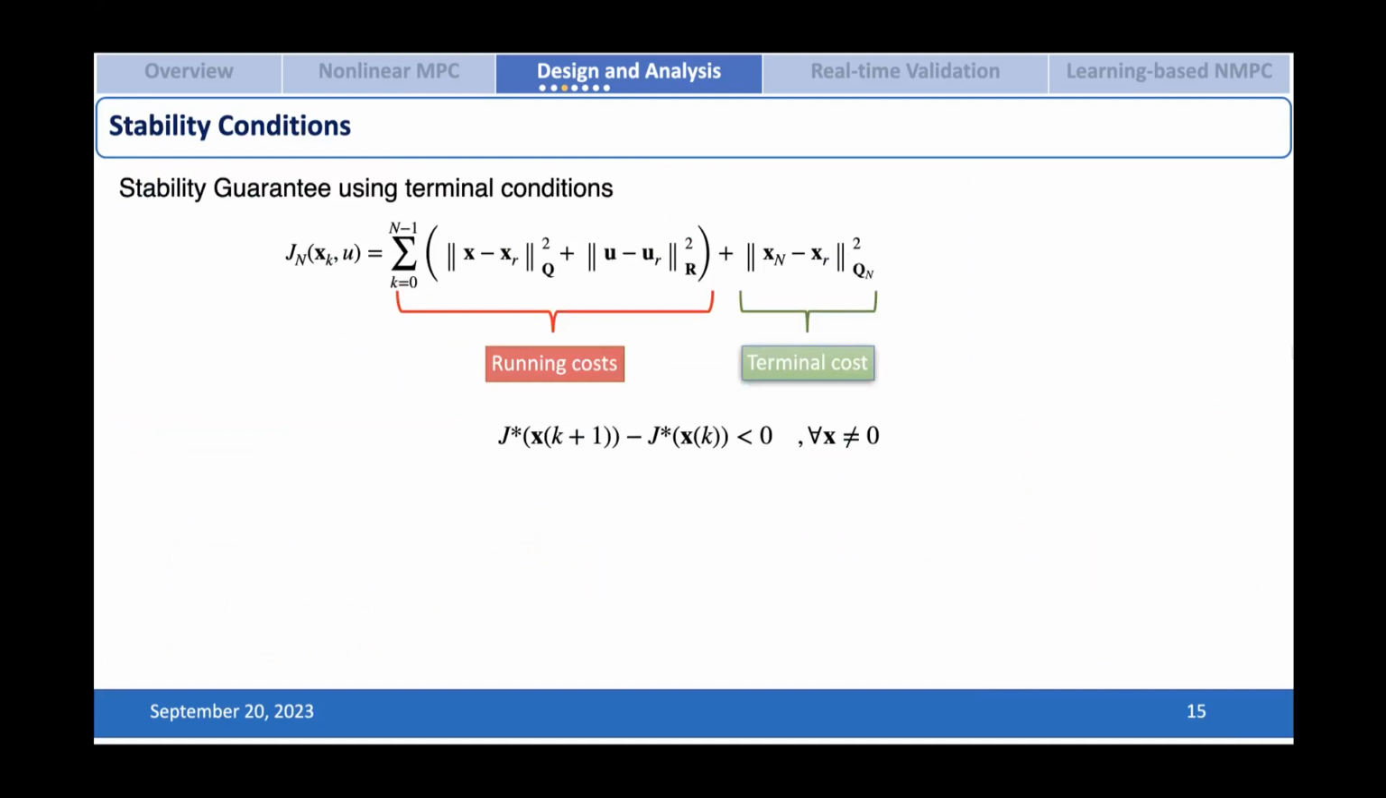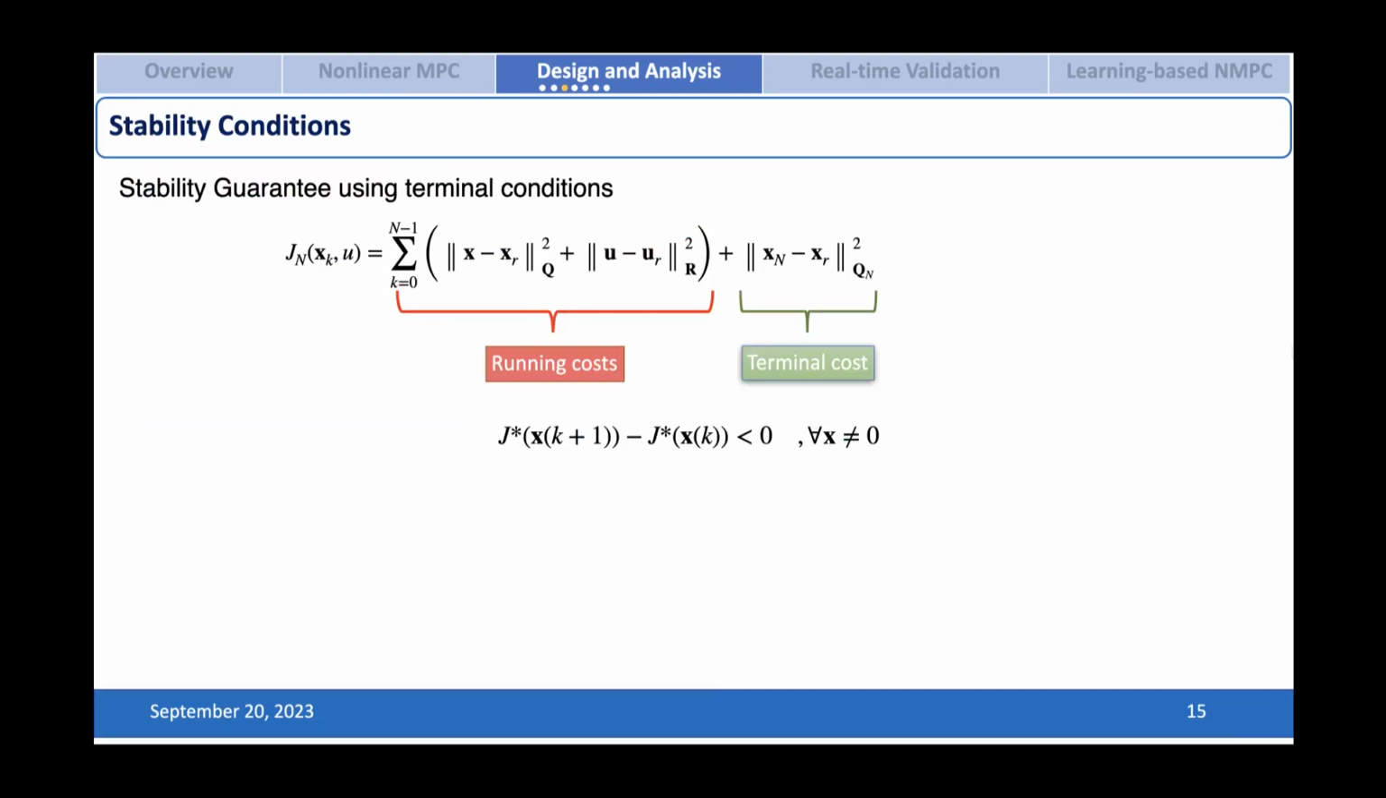To do the stability analysis or to guarantee the stability, the first step, which is very popular in the literature, is the stability guarantee using terminal conditions. In this case, we have the running cost that we had before for the whole prediction horizon, and we add only one penalty cost at the final value. We would like to make sure that the final state converges to the reference value. So we have the terminal cost, and the minimization of this entire objective function should make the objective function a Lyapunov function.